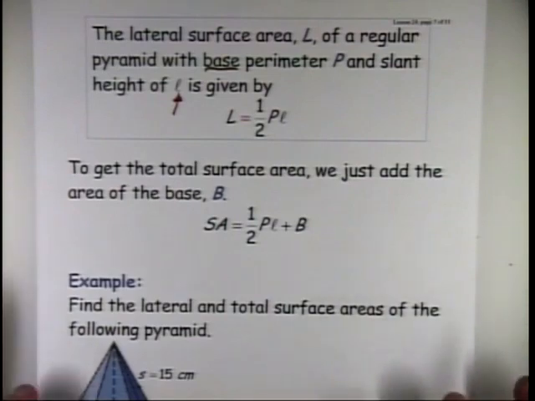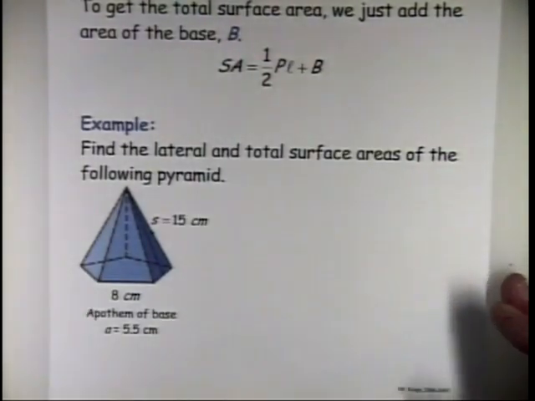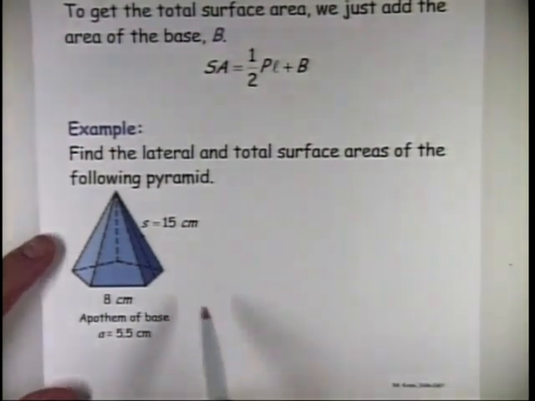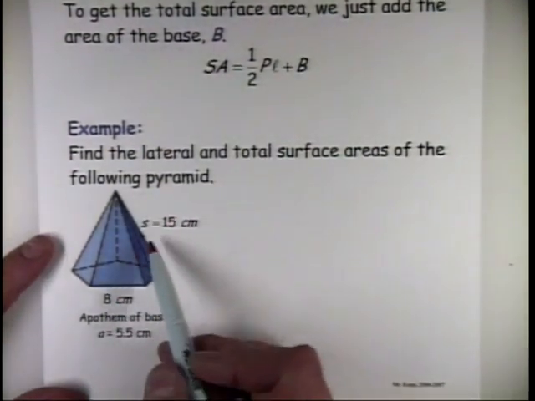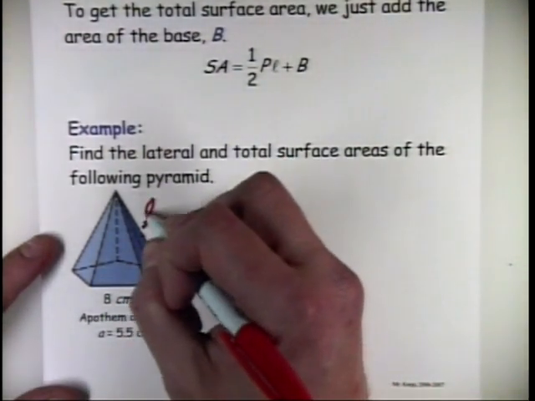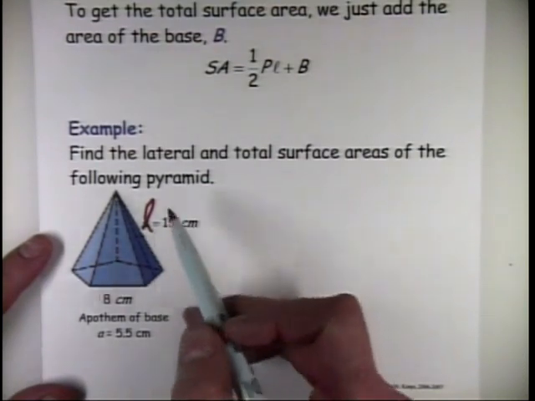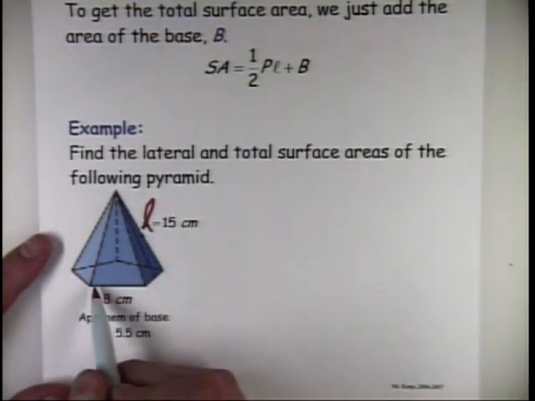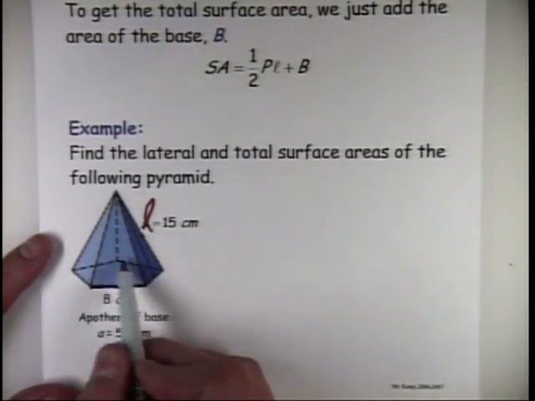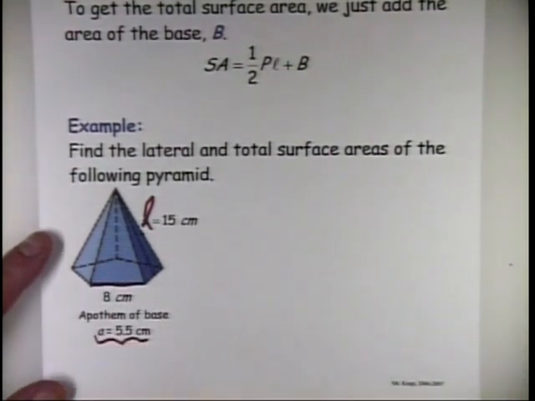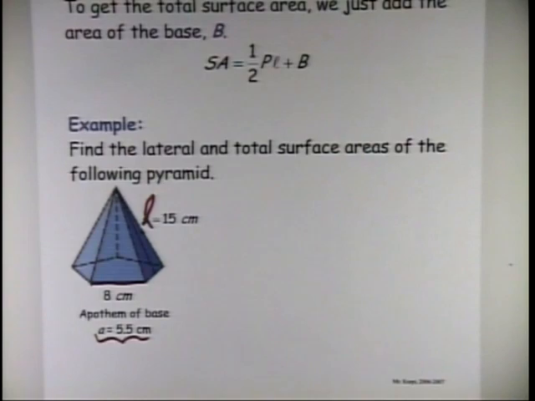All right? Let's look at an example. We want to find the lateral and the total surface areas of the following pyramid. So what are we given? We're given L. I'm sorry, it shows S, but this should be L. That's the slant height. Some people use S for slant. Most of the formulas you can see use L. We have the length of the base, which appears to be a regular pentagon, is 8. And we're also given that the apothem of the base is 5.5. We'll get to that in a minute.